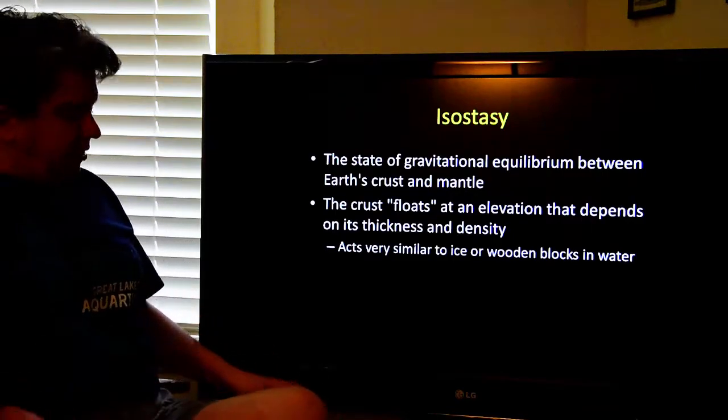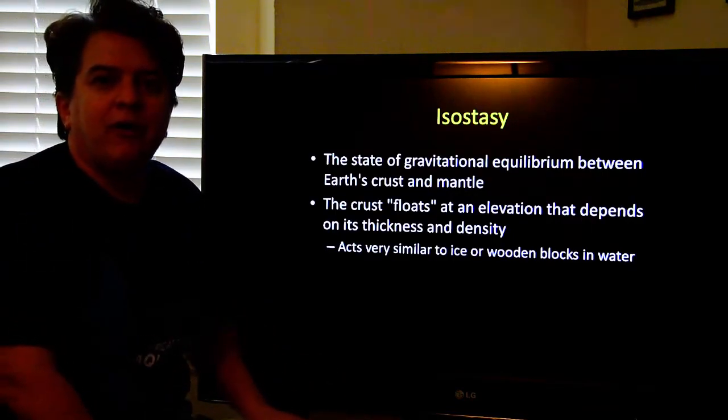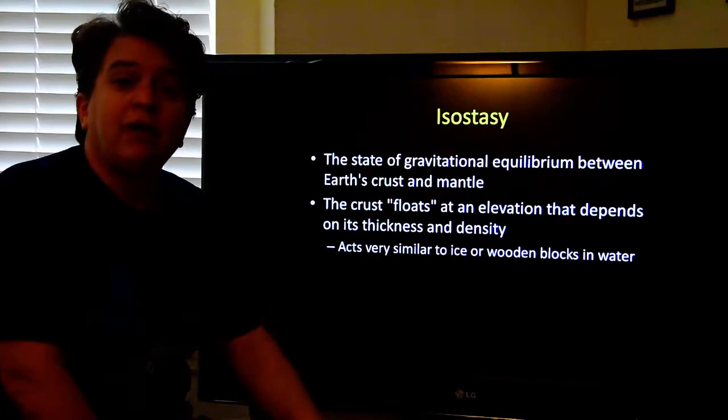All right, so we're going to cut off here and we'll resume by looking at isostasy.